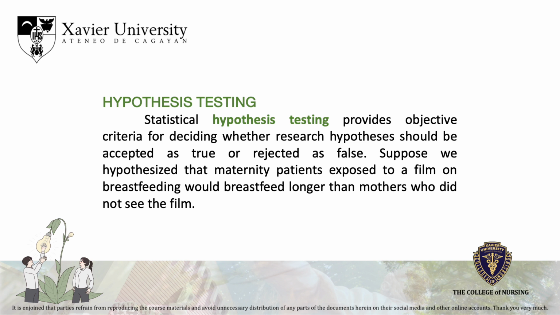So, two explanations for the observed outcome are possible. First, the film is truly effective in encouraging breastfeeding, or second, the difference in this sample was due to chance factors, such as differences in the characteristics of the two groups even before the film was shown, reflecting a selection bias.